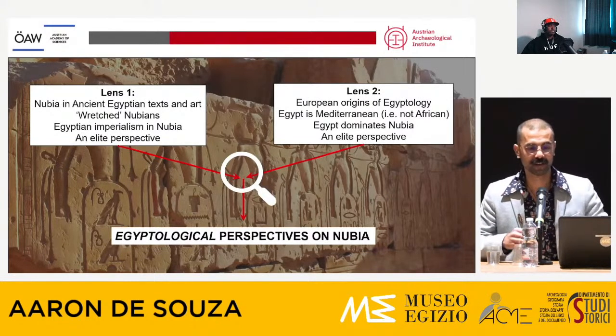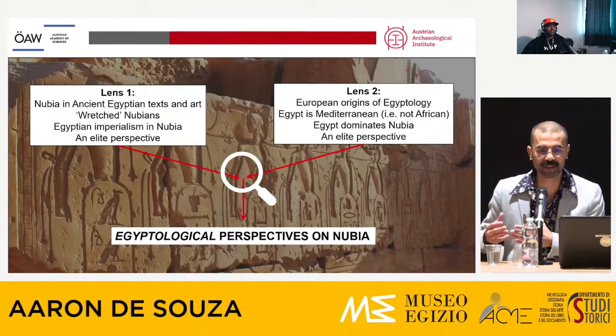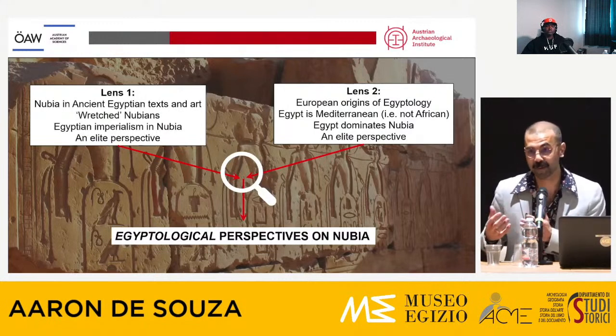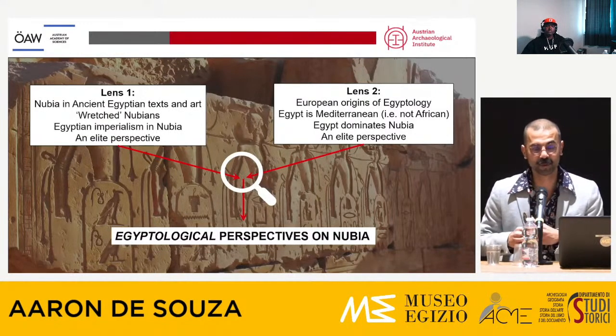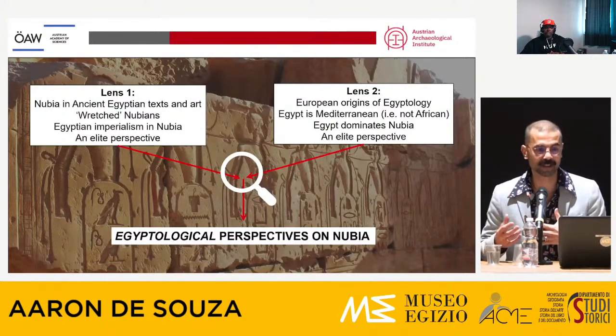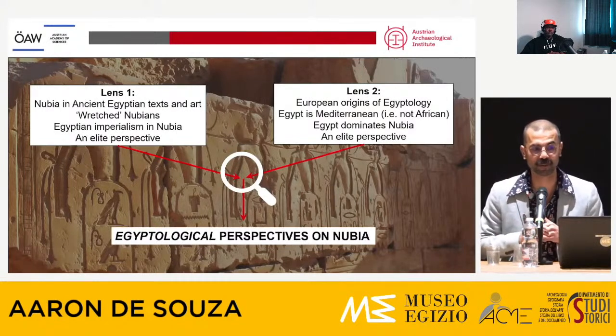And so this image of Nubia being sort of secondary to Egypt is something that we've inherited, and it's part of this colonial lens, because Egyptology was started by Western European scholars who somehow made Egypt appear more Mediterranean than African, that they were focused on the texts and the art, which were not something that they got from Nubia.